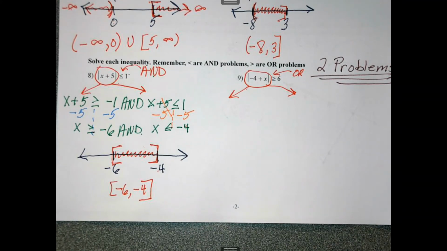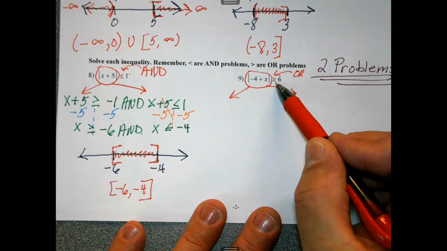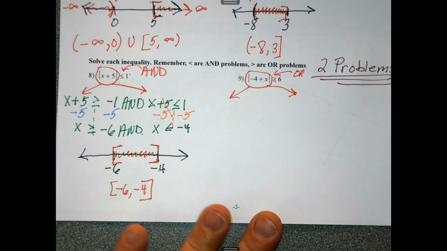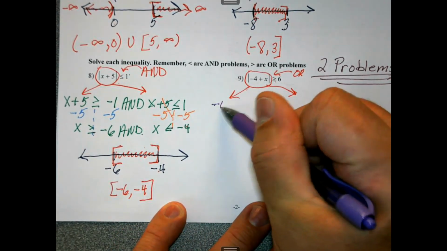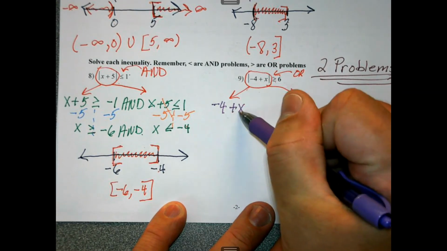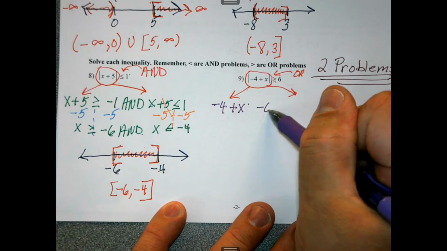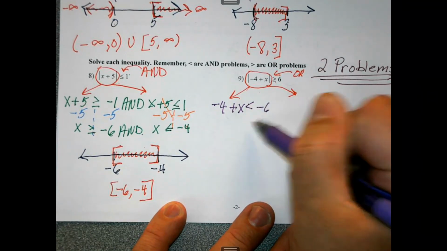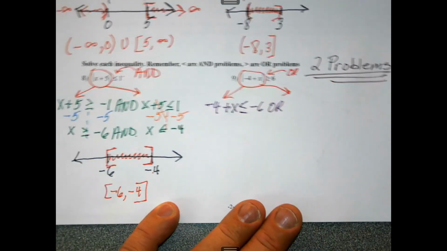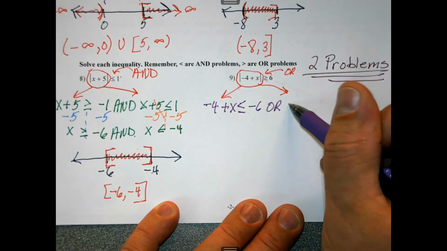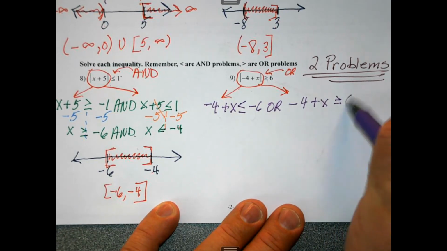Number nine, it's isolated. We know it's an OR problem because it's greater than or equal to. So let's split it up. Negative 4 plus x is, now I'm going to put the negative 6 first, so it means I have to flip my sign. We know it's an OR problem. Take what's inside, keep everything the same, greater than or equal to 6.